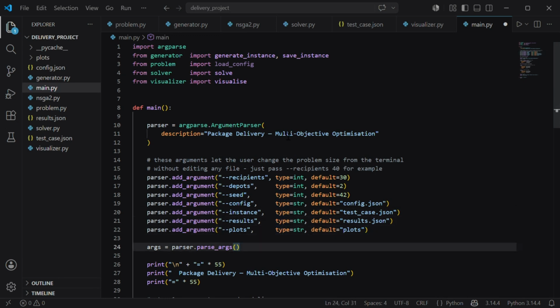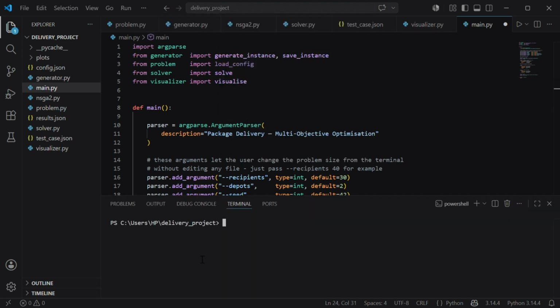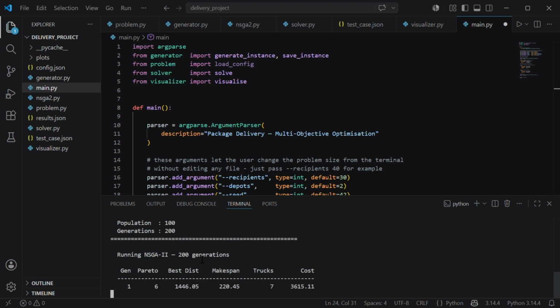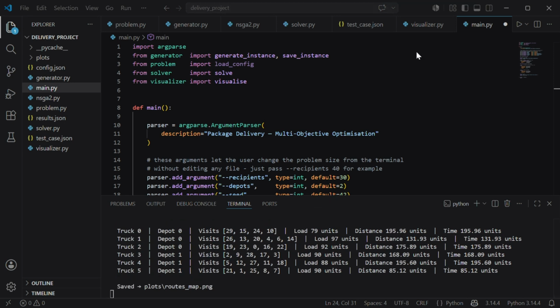Okay, I can now run the code and see how it works. I will type the command, which is python main.py. Let's see what's going to happen. It's loading. We just ran the code already. So we just run one command and it handles everything.